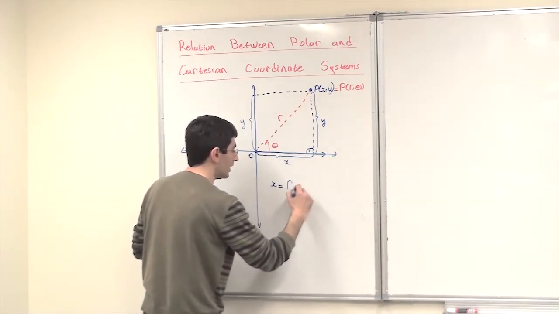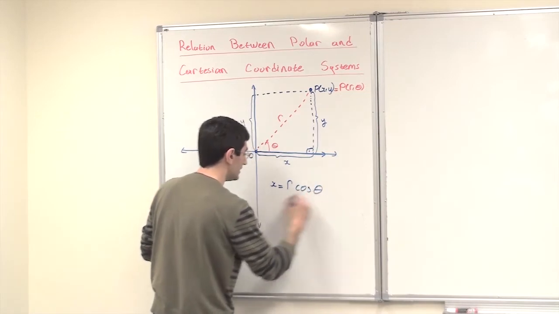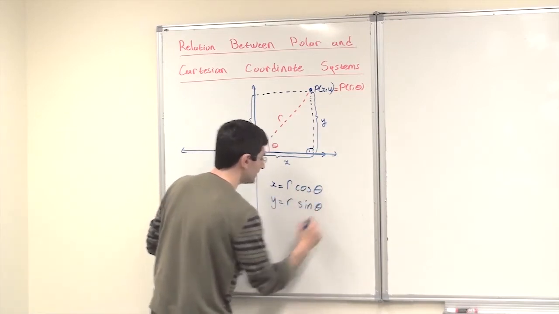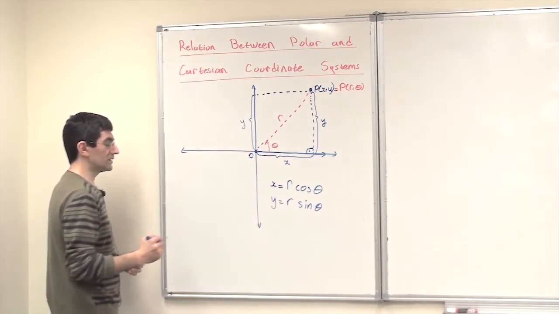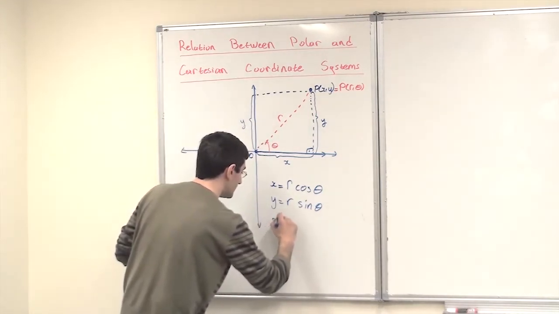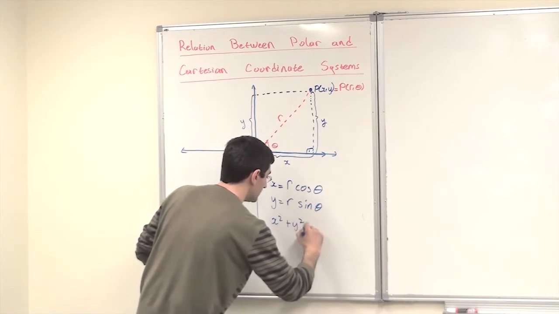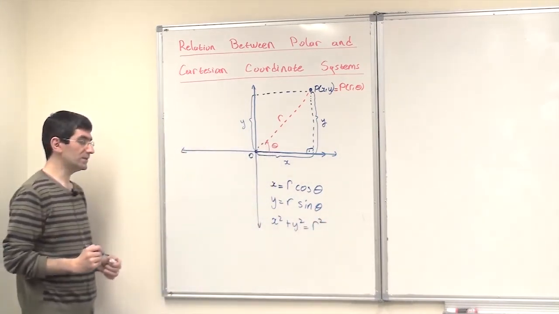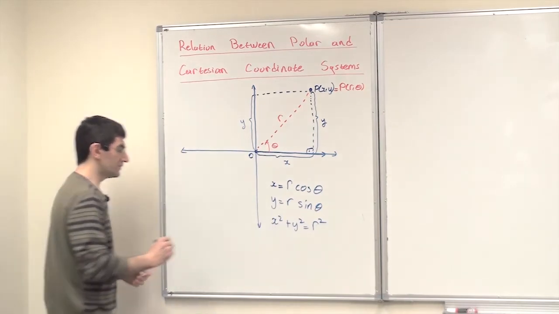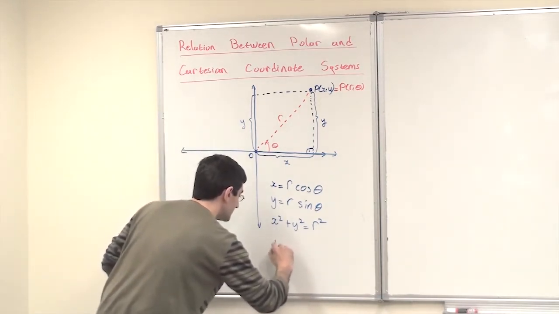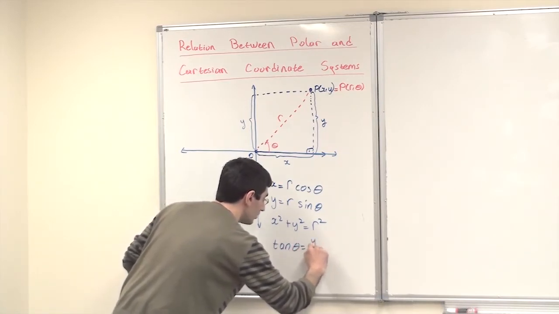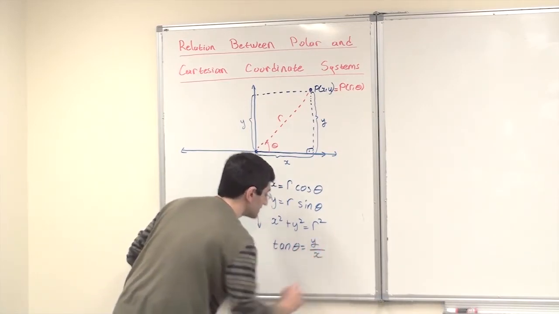x is equal to r cosine theta, y is equal to r sine theta. Using the Pythagorean theorem, we have x squared plus y squared is equal to r squared. And finally, tangent theta is equal to y over x.